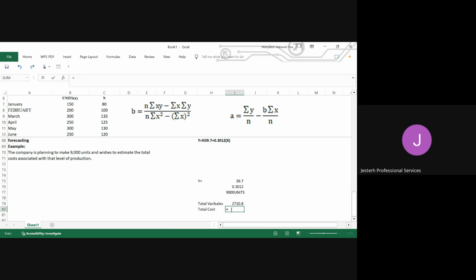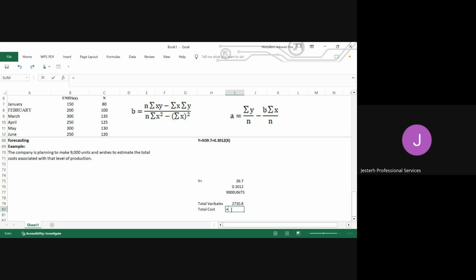All right. What I did here is very simple. The organization forecast to produce 9,000 units of products in future after they have already arrived at their cost functions, which the one we did earlier. And then the issue here is they want to ascertain the estimated associated cost to this 9,000 units using our cost function that we prepared earlier.